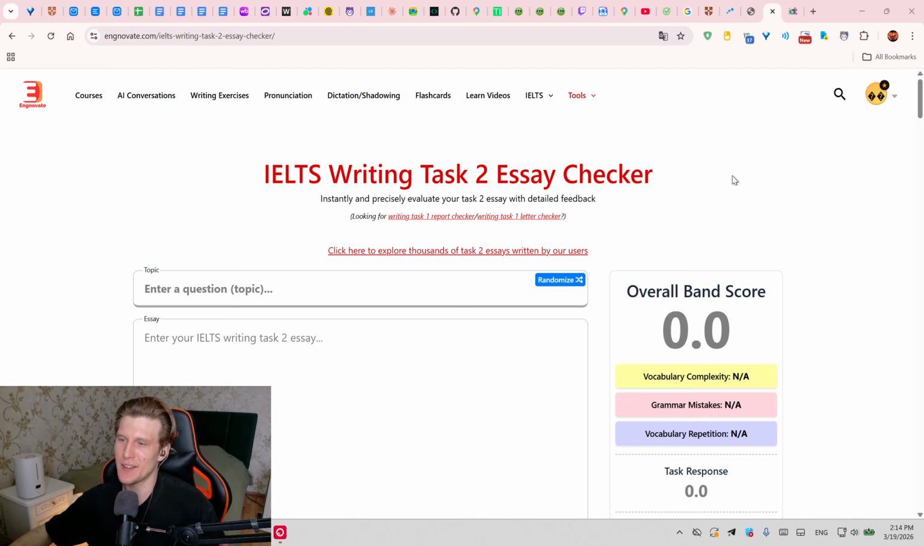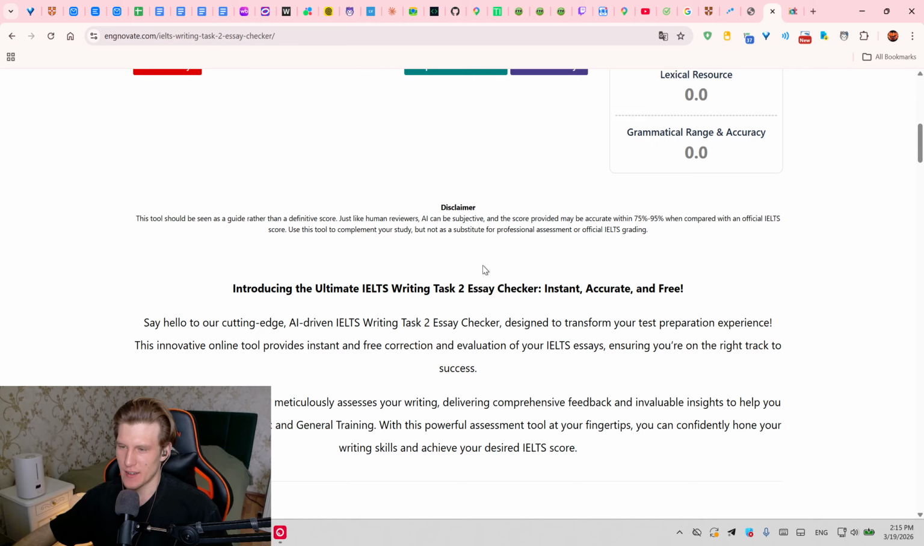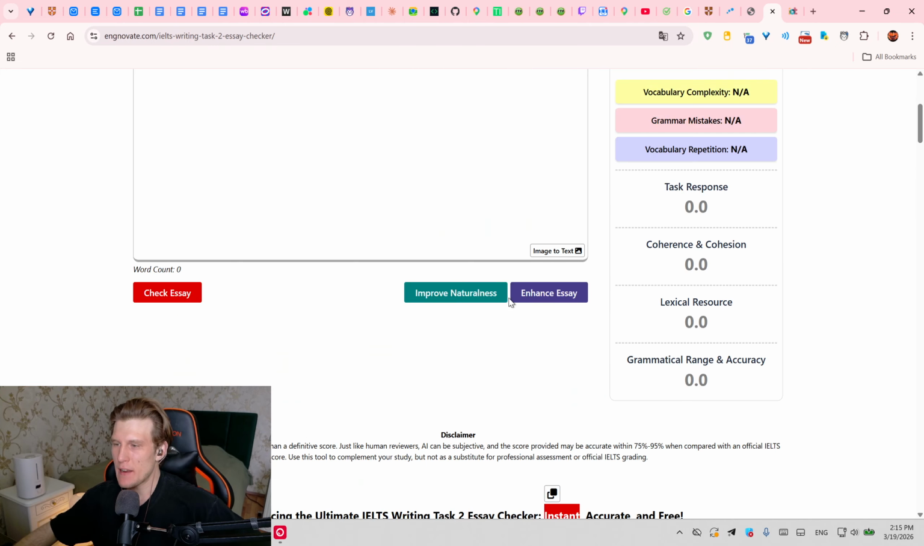The thing is, first of all, this is the website I paid for. This is the IELTS essay checker. It uses AI, some sophisticated stuff, and what I found is that it's pretty fine. I mean, it is quite accurate, I would even say. I tried it on a couple of very good essays, and they scored band 9.